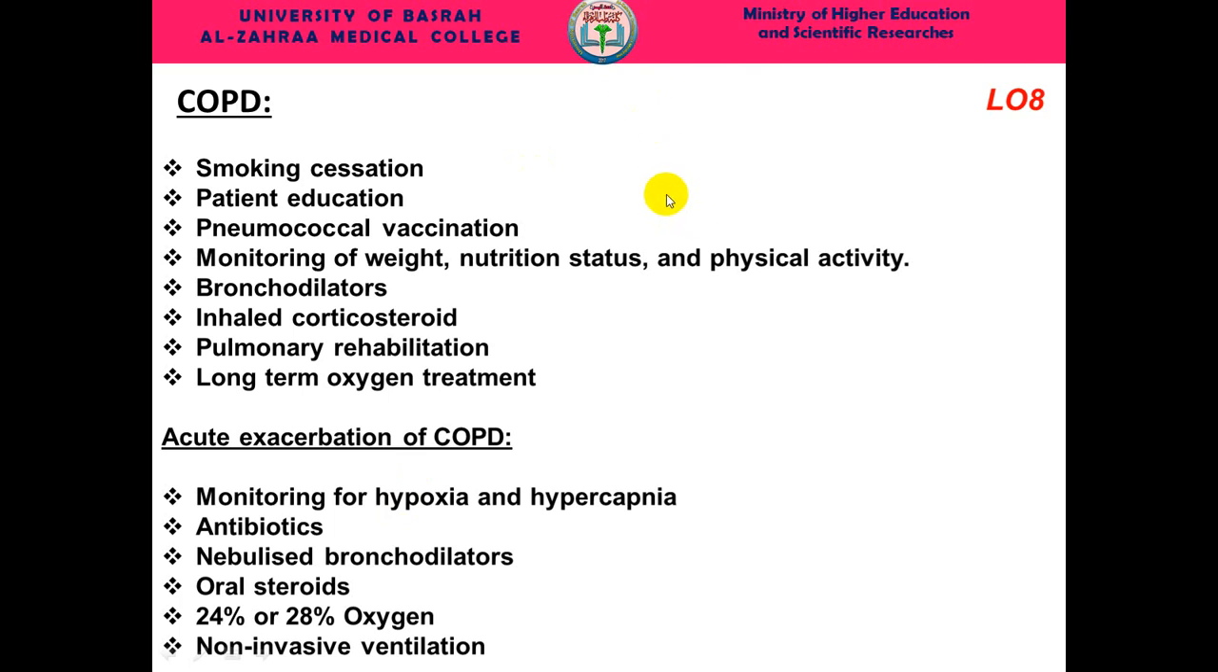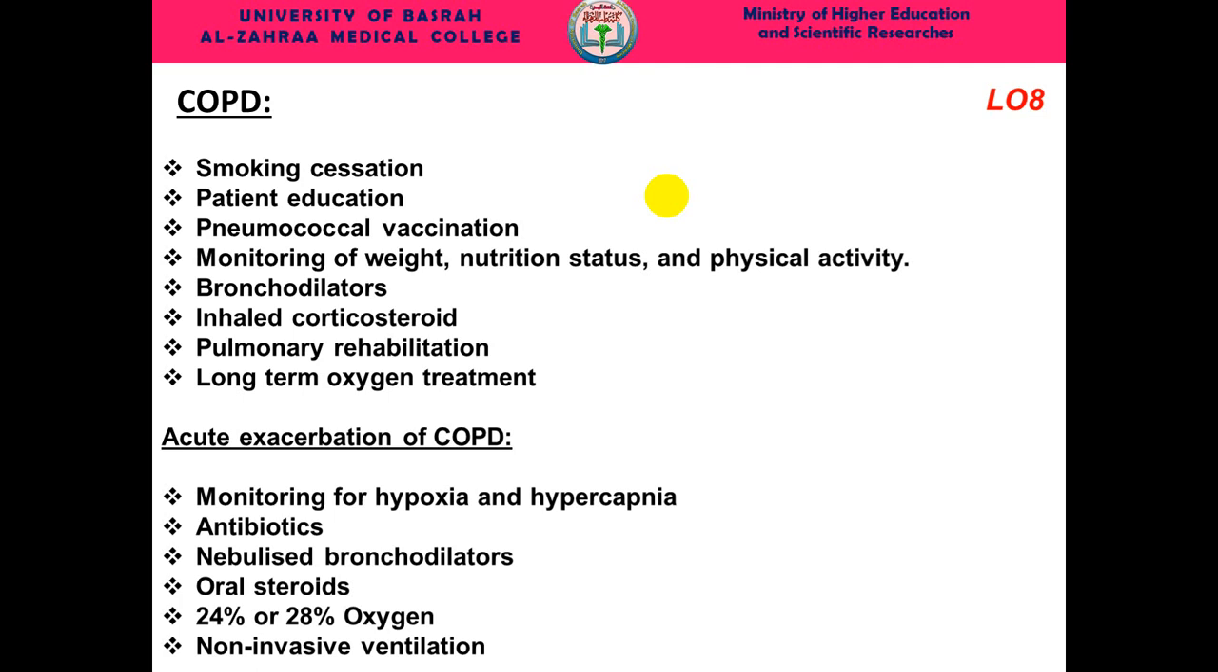We finished talking about the management of asthma, and now we will talk about chronic obstructive pulmonary disease, or COPD, management. A very important step in the management of COPD is smoking cessation, because you know COPD is mainly due to smoking. So smoking cessation is the most important step. Patient education about the disease and how to live with the disease, how to exercise, how to eat is very important.